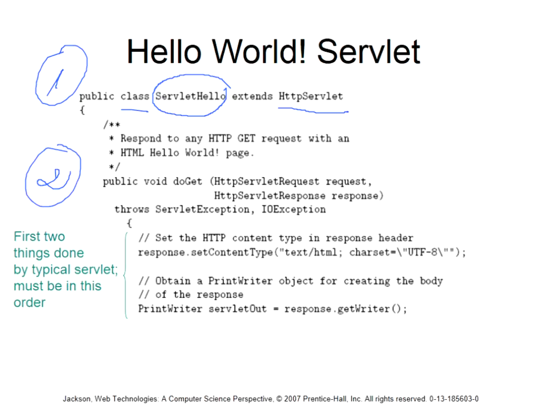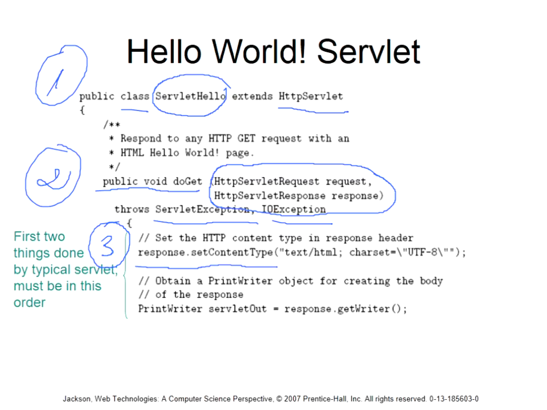We have also to create a method doGet or doPost in this servlet, and for this method we have two arguments, HttpServletRequest and HttpServletResponse. This method can produce exceptions like ServletException and IOException. After that we have to modify the content type of the response to text/html. After that, we have to prepare a PrintWriter for creating the body of the response.